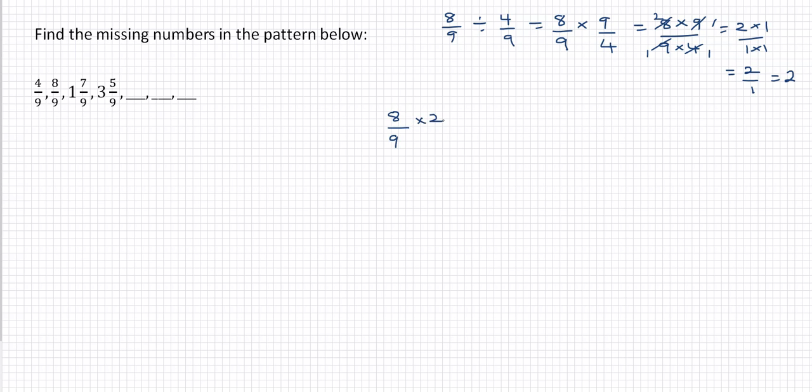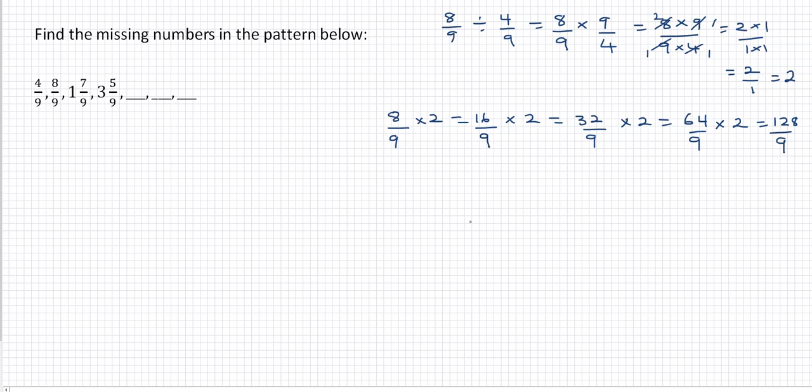So now for the third term, we're going to go ahead and multiply 8/9 by 2, which is going to give us 16/9. And then we multiply 16 over 9 by 2. It's going to give us 32 over 9. You multiply that by 2, you have 64 over 9. Multiply that by 2, you have 128 over 9. And then you multiply 128 over 9 by 2, and you have 256 over 9. So now let's see what this ends up becoming.